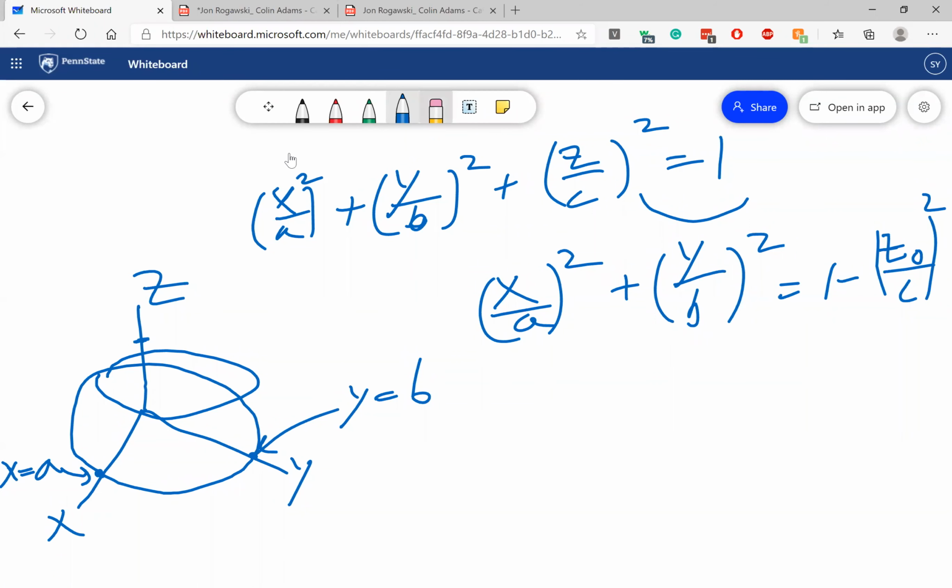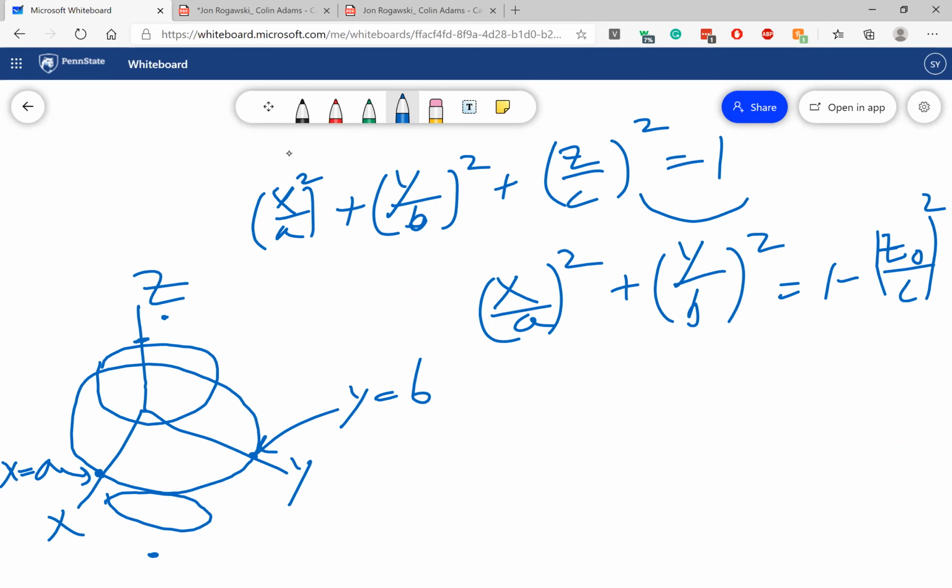Let me try to redraw it. Okay. And then at some point when z0 is equal to c, you're just going to get a point because your radius is going to be 0. And the same thing happens in this direction.